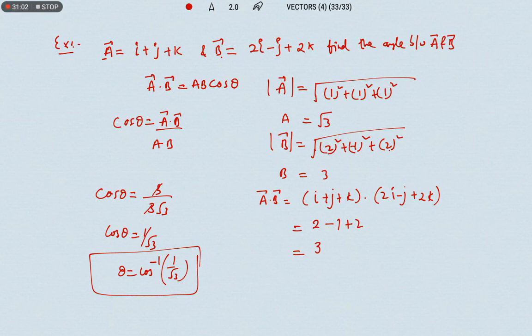Dot product of vectors is nothing but the product between two vectors in which we get a resultant as a scalar. So A bar dot B bar we can represent as AB cos theta, where theta is the angle between the two vectors, and B cos theta is the component of the vector.